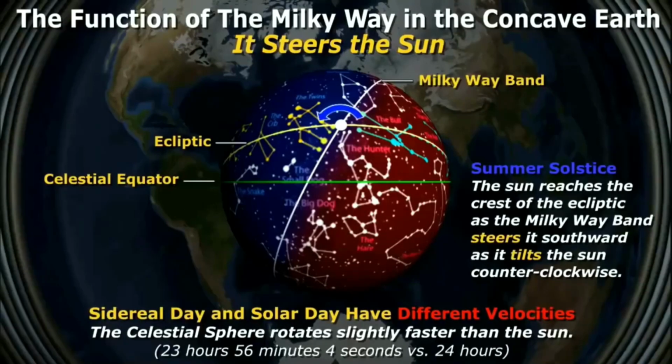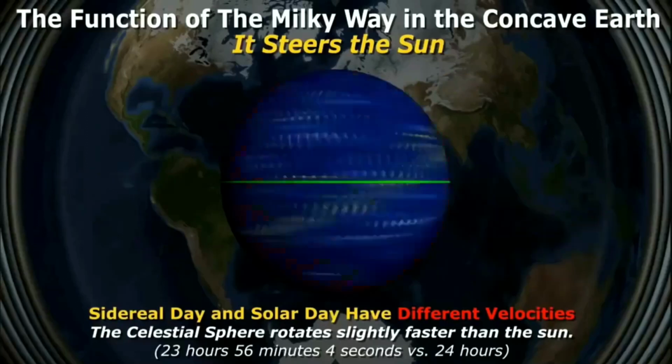You look here, I have this labeled here. When the sun is at its highest, its crest in the summer solstice, it's going to start turning. Remember how they told you the tilt angle relative to the ecliptic? So the sun is going to start turning counterclockwise, going south now, as it passes through the Milky Way. The Milky Way steers it somehow.